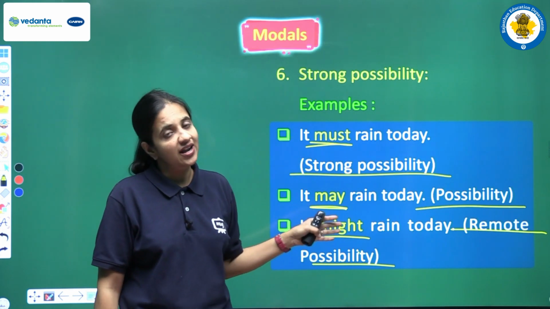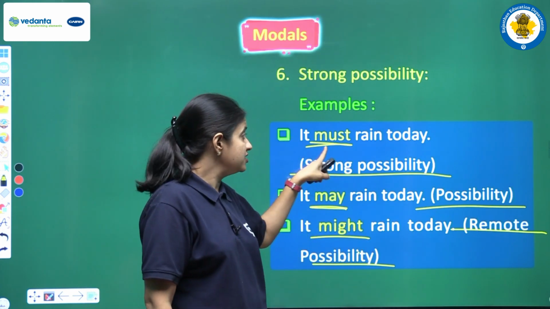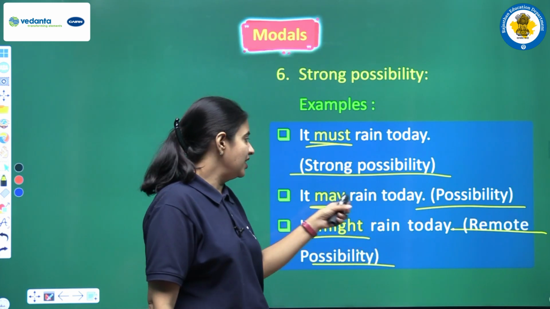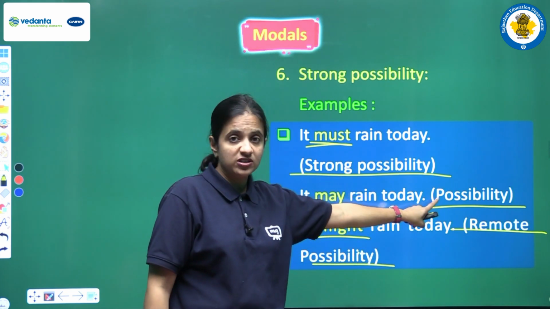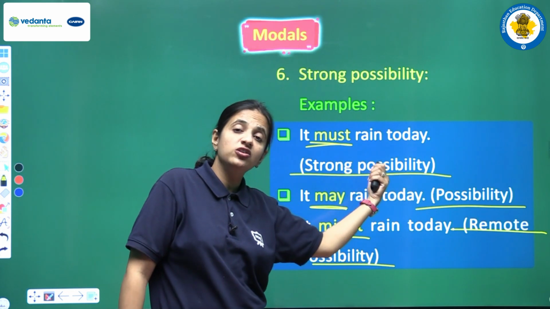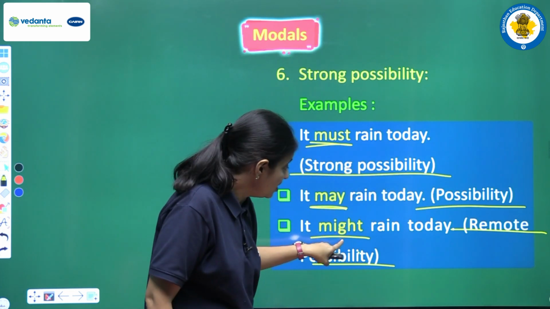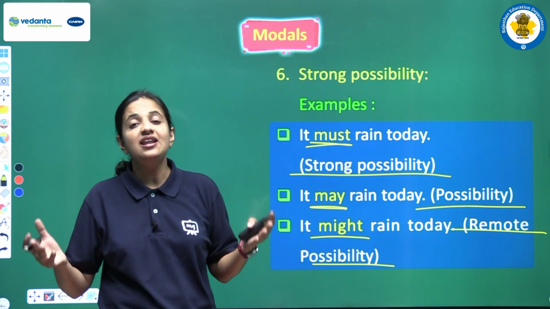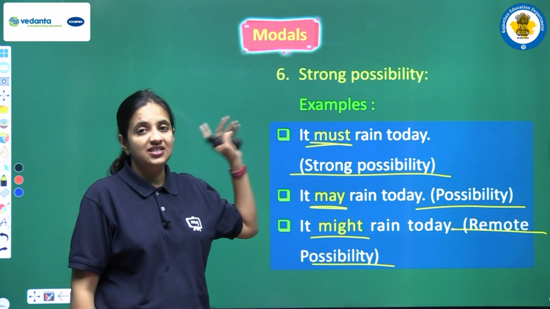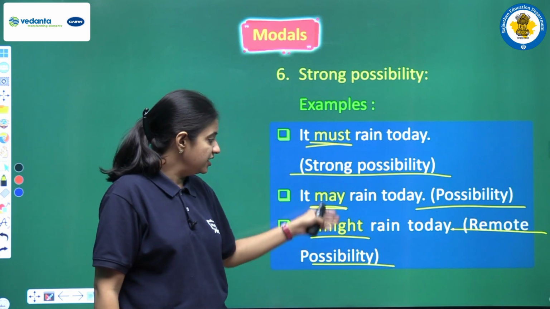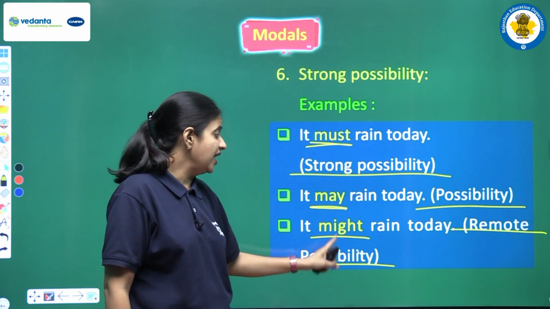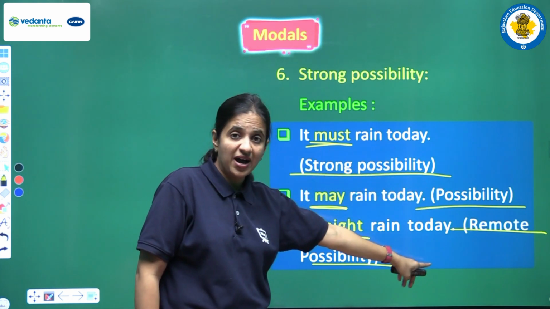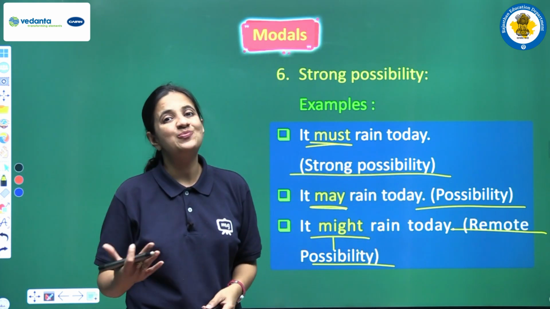The same sentence we are having here, but if we are using must, then with the help of must we are showing a very strong possibility. If we are using may, then yes, this is a possibility, but it is not that strong, like must. And if we are writing might, then this is a very remote possibility, a much lesser possibility, right? So this is the difference between these three models, must, may and might. Might is very less possibility, may is stronger than might, and must is the strongest possibility.